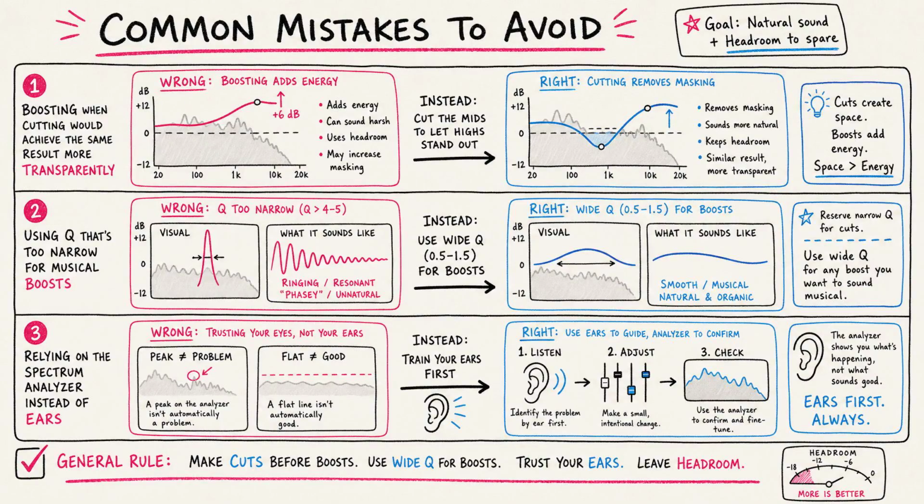Using Q that's too narrow for musical boosts. Narrow boosts, Q above 4.5, create resonant ringing that sounds unnatural and phasey. Reserve narrow Q for cuts. Use wide Q, 0.5 to 1.5, for any boost you want to sound musical and organic.